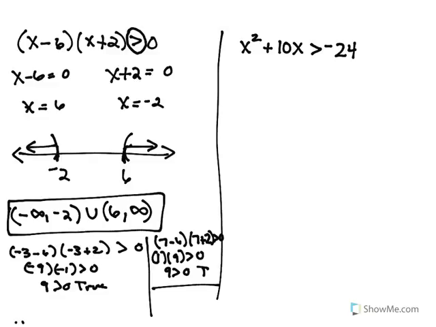If we were to use something in between, let's say we use 0, we get a negative times a positive, which is a negative value, and that's not greater than 0, so that's false. So that's why the middle is not part of the solution.